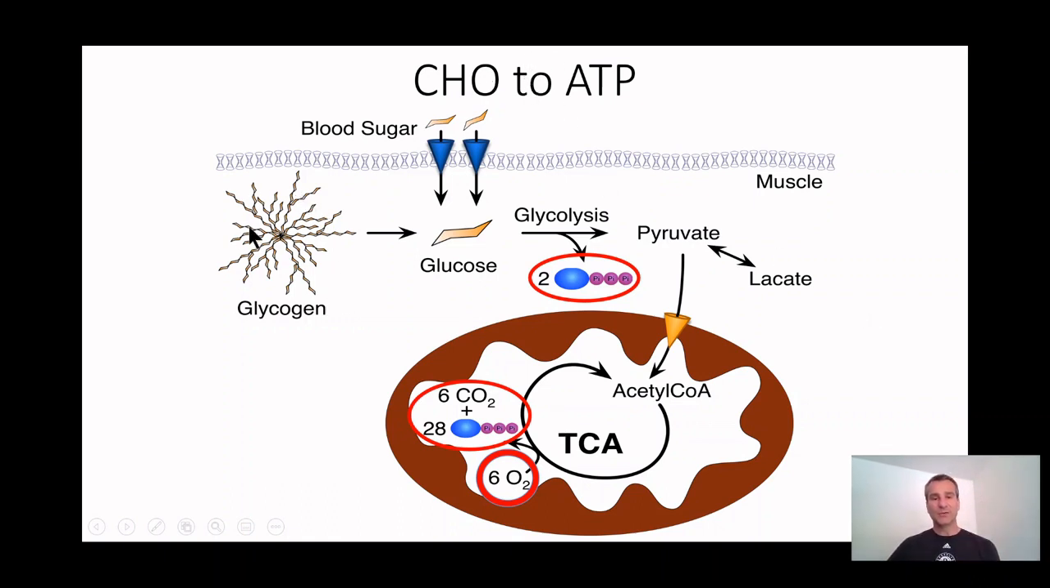from our blood or from our stored glycogen. That's going to become glucose. The glucose is going to be broken down in glycolysis to produce 2 pyruvates and 2 ATPs. Those 2 pyruvates are going to go into the mitochondria, where they'll become 2 acetyl-CoAs. Those 2 acetyl-CoAs will go through this TCA cycle, and using 6 oxygens that you've breathed in, you're going to produce 28 ATP, and you're going to be able to breathe out 6 CO2 molecules. And that's just to produce those 30 ATPs.